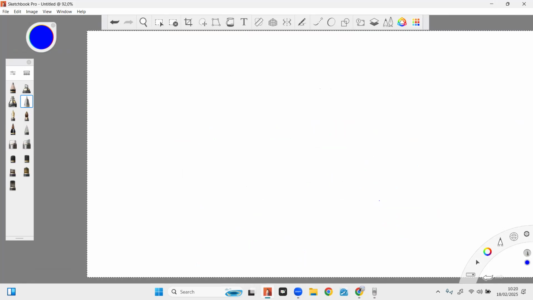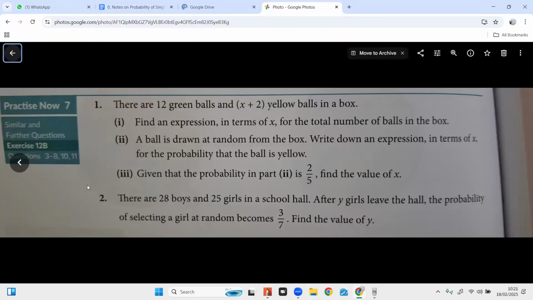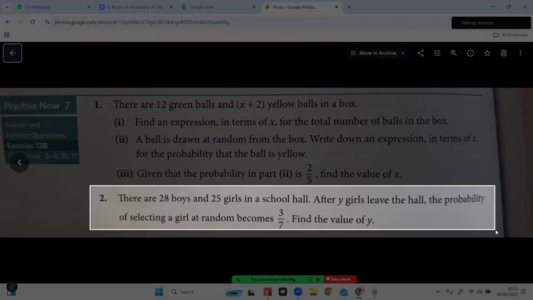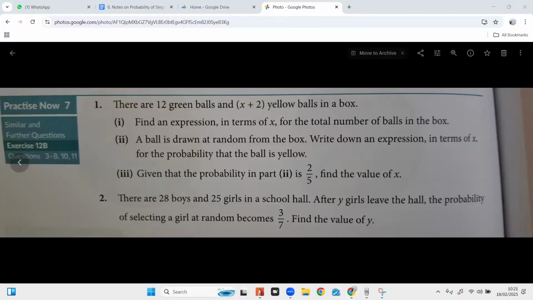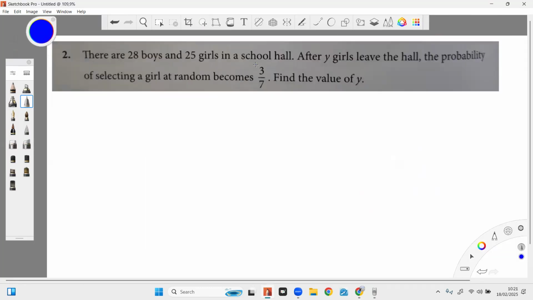Okay, number 2. Last number. Not easy for number 2. There are 28 boys and 25 girls in a school hall. After y girls leave the hall, the probability of selecting a girl at random becomes 3 over 7. Okay, guys, so what is the probability? Does the probability represent the total number of students? No. The probability shows the simple fraction of a certain value, right? But the real values are 28 boys and 25 girls.